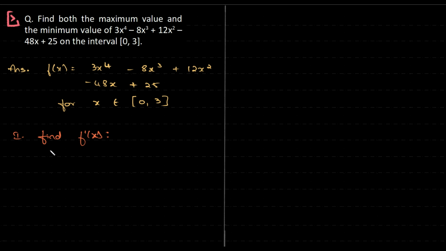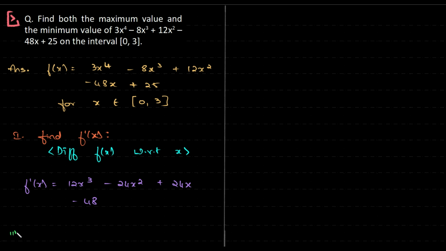So we need to find f prime of x. So we need to differentiate f of x with respect to x. So f prime of x would be 12x cube minus 24x square plus 24x minus 48.